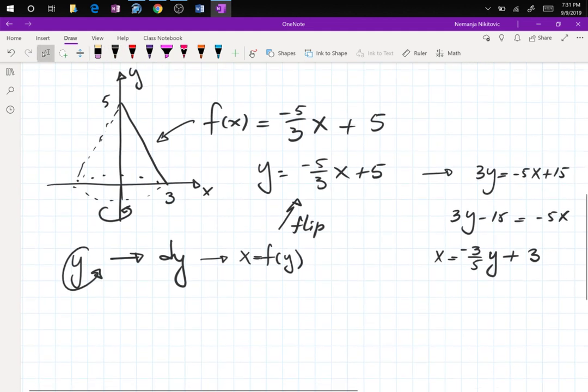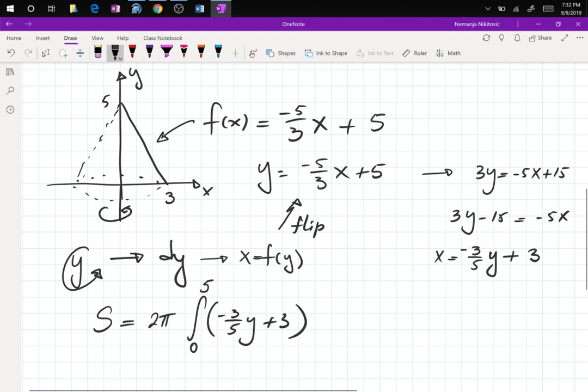So now, since I am rotating on y, I will be using S equals 2 pi, and I need y limits, which are 0 to 5 in this case. I have my f of x, which is negative 3/5 y plus 3, times the square root of 1 plus, and I need the derivative squared. Well, the derivative over here, which is f of y prime, is just negative 3/5. Remember, this is your f of y, because the function is in terms of y. So y is your input variable.